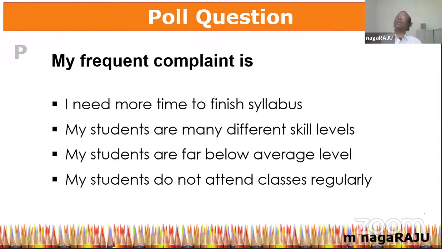My students do not come, sir. They don't come to class. How can I do it? How can I achieve anything? So these are the typical complaints. In your personal case, what are the complaints that you have? You can choose any number of complaints that you have. I'm launching the poll. Please choose your answers. I think the 4 answers are there on the screen for you now. You choose any one of them or some of them.